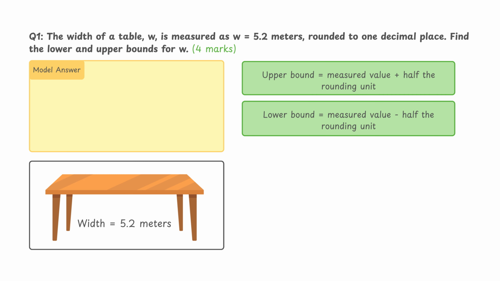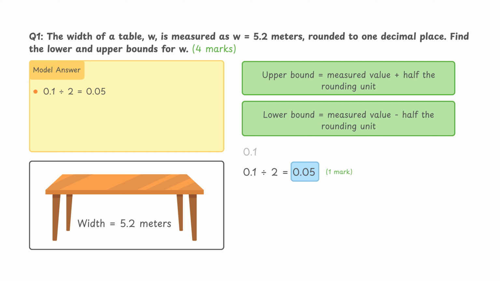First, we identify the rounding level. The value 5.2 is given to 1 decimal place. This means the rounding unit is 0.1. This is very important because everything depends on this value. Now, to find the bounds, we take half of the rounding unit, so we calculate 0.1 divided by 2. This gives 0.05. This earns 1 mark.